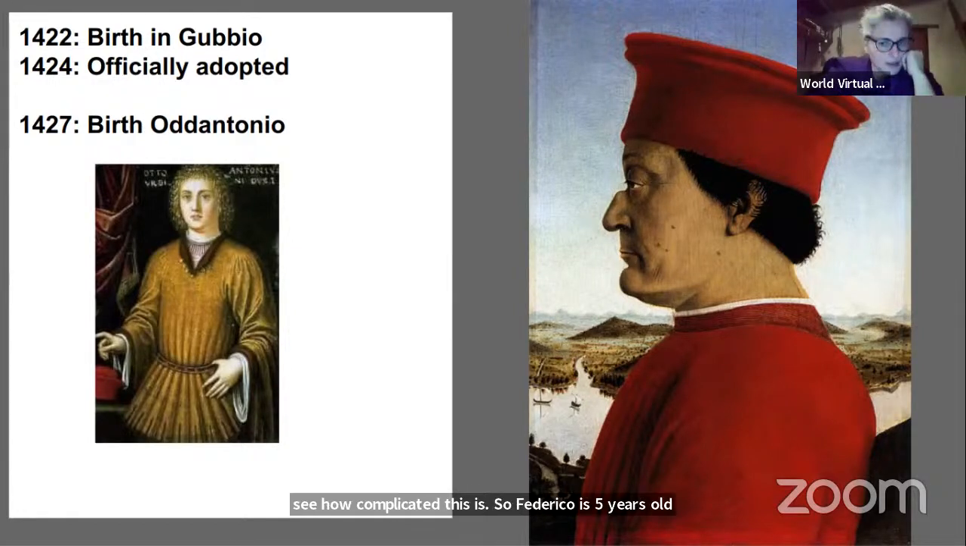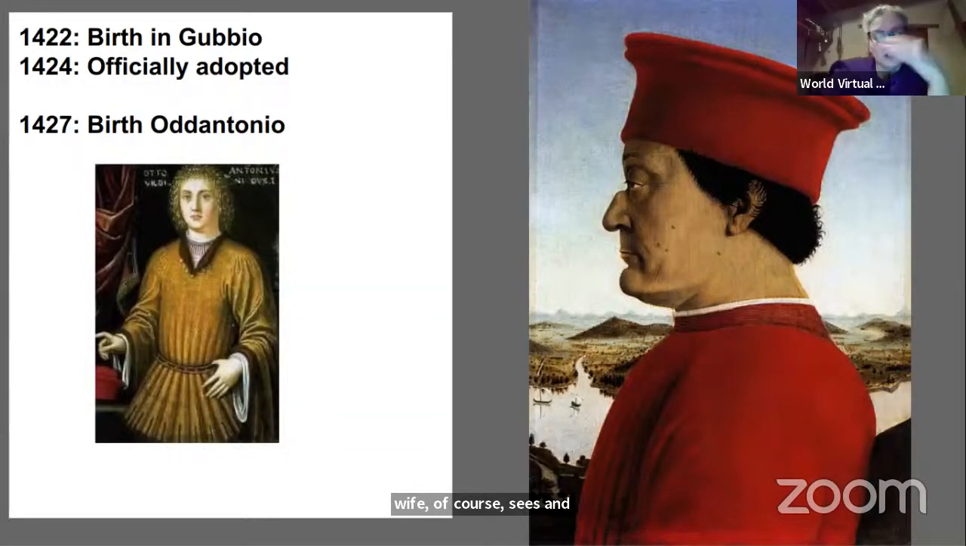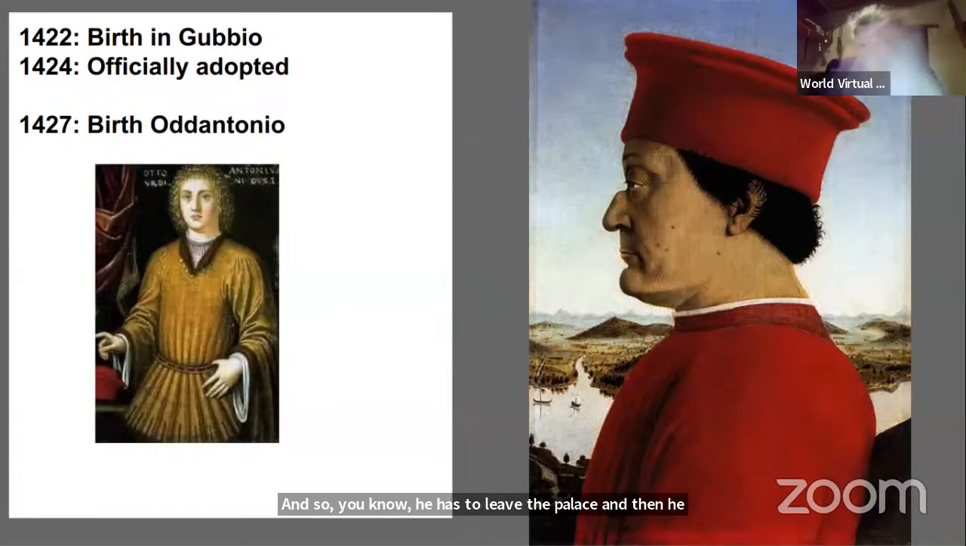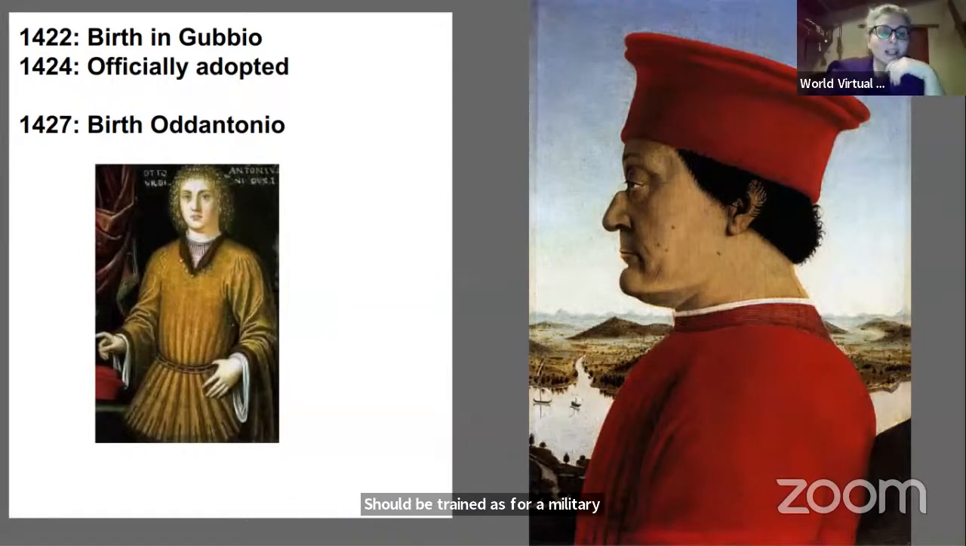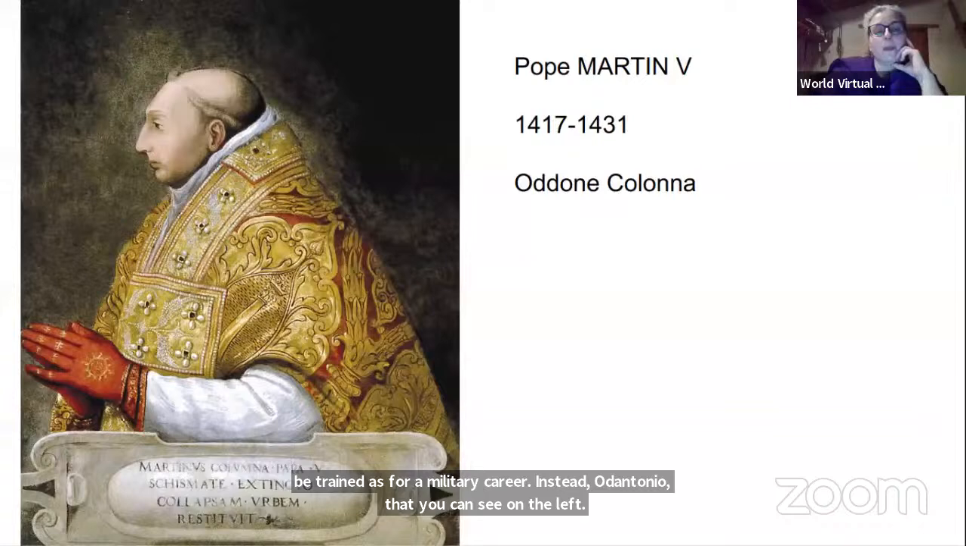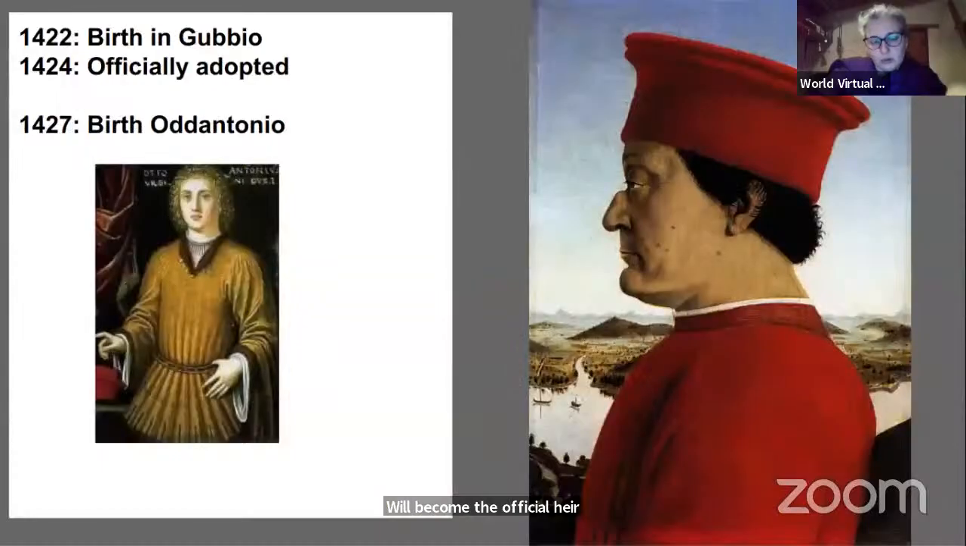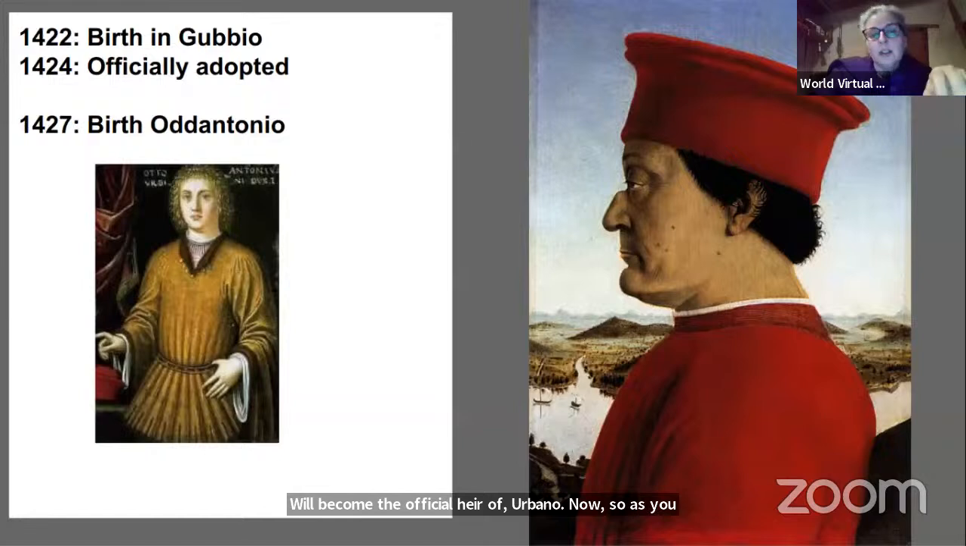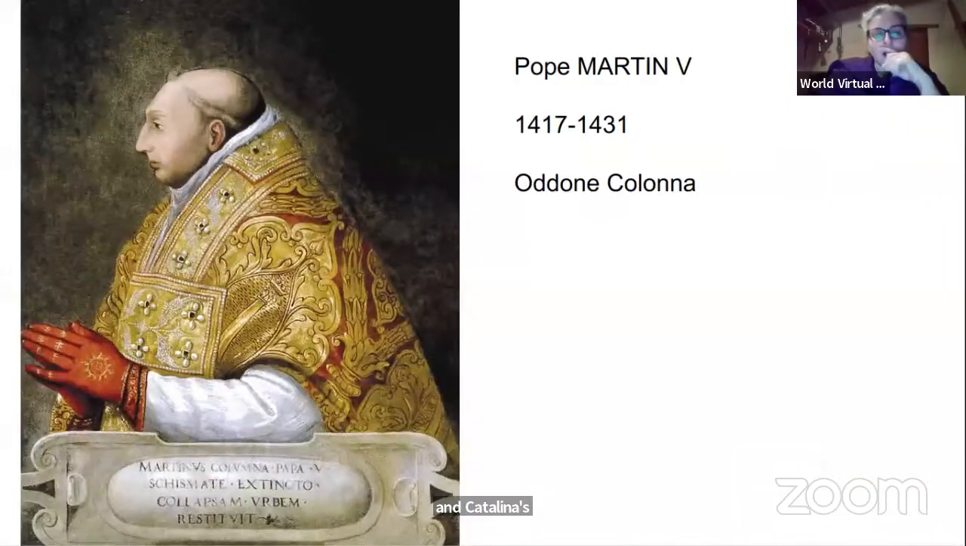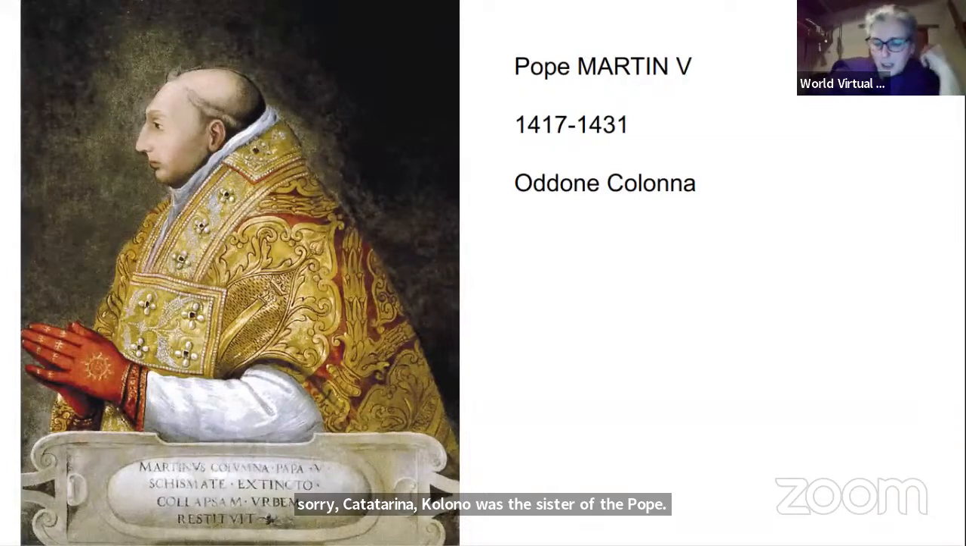So Federico is 5 years old, and he's kicked out of the palace, not by his father, but by his second wife. The second wife, of course, says, okay, he has to get out of here. So he has to leave the palace, and then he will start to be trained for a military career. Instead, Oddantonio, whom you can see on the left, will become the official heir of Urbino. Now, Oddantonio, as you can see here, was the son of Guidantonio and Caterina Colonna. And Caterina Colonna was a sister of the Pope.